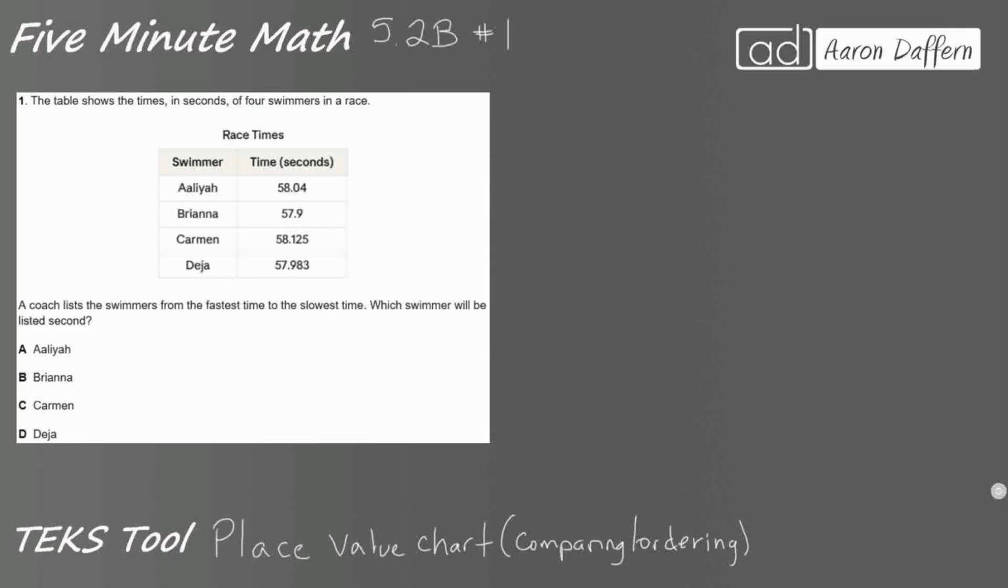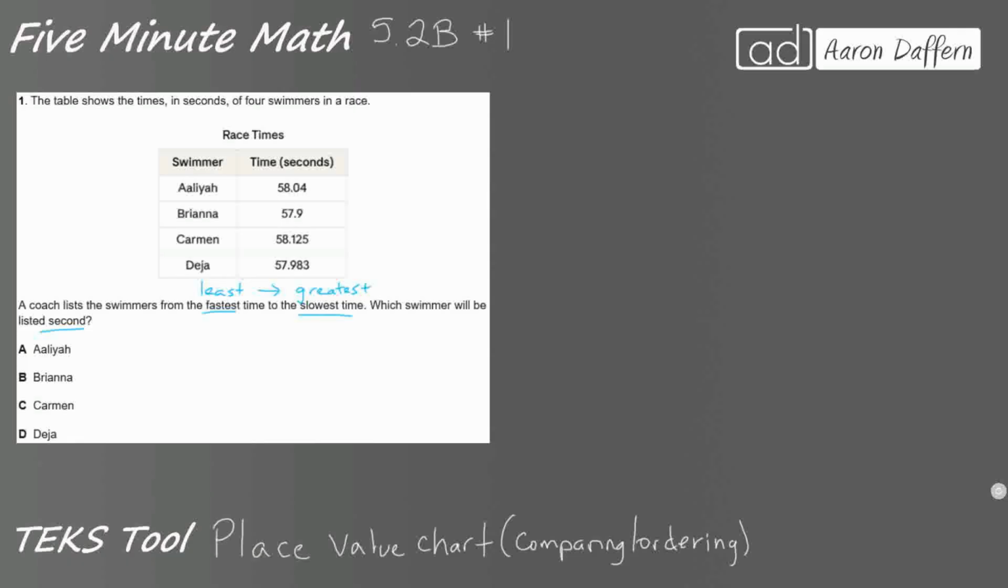So we've got a table that shows 4 different race times, and we're going to list them in order from fastest to slowest. So first we have to figure out, is that greatest to least or least to greatest? Then we need to find which one is going to be listed second. Well, what does this mean when we're going from fastest to slowest? If you are the fastest time in any race, whether it be a swimming race, a running race, anything like that, the fastest time is always going to be the lowest time because you finished first. So really what this means is we're going to go from least to greatest. Your slowest time is your longest time because you came in last. So that's going to be the first thing.